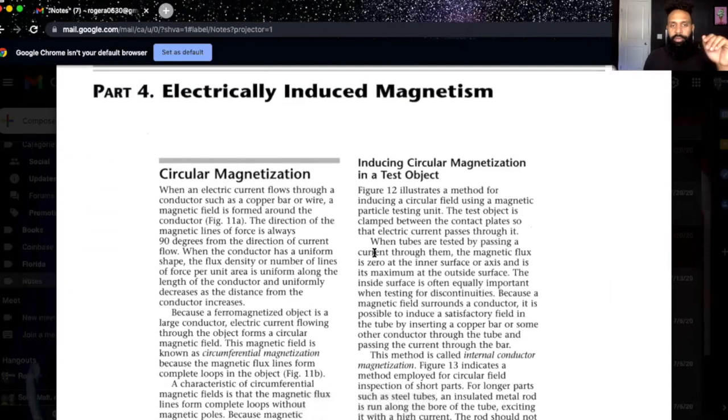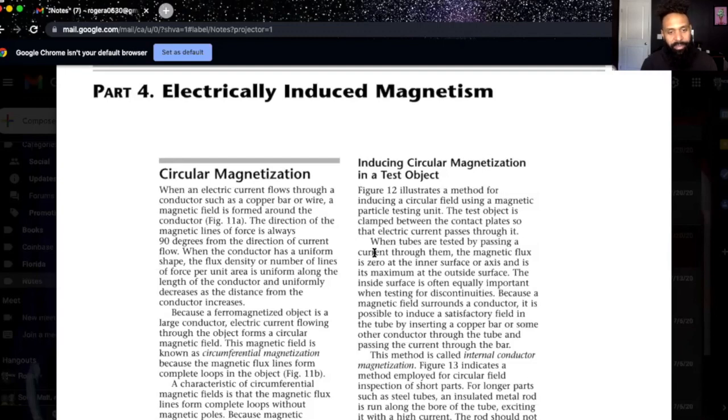4. Electrically induced magnetism. Circular magnetism. When an electric current flows through a conductor, such as a copper bar or wire, a magnetic field is formed around the conductor. The direction of magnetic lines of force is always 90 degrees from the direction of current flow. When the conductor has a uniform shape, the flux density, or number of lines of force per unit area, is uniform along the length of the conductor and uniformly decreases as the distance from the conductor increases.